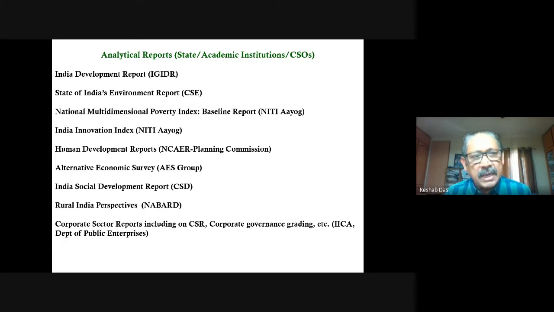There are also several annual or periodic reports which are sector centric, like the state of India's environment, for instance, or what is known as the Alternative Economic Survey, the Rural India perspectives brought out by NABARD and IRMA, and the India Social Development Report. These are not annual systematic reports, but come out maybe once or twice in five or ten years. They are often volumes in which subject experts provide reviews of particular sectors. Suppose you want to know what happens to certain agriculture and agricultural inputs or agricultural infrastructure in India over the years.